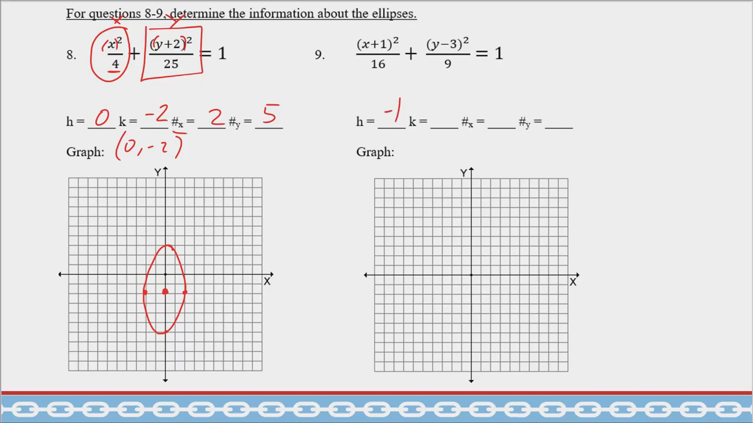For number 9, h and k, and then my x radius is square root of 16, y radius is square root of 9. So I graph my center point, -1, 3, and then I graph 4 in each direction on the x-axis, 3 each direction vertically, and then an attempt to make a smooth ellipse.